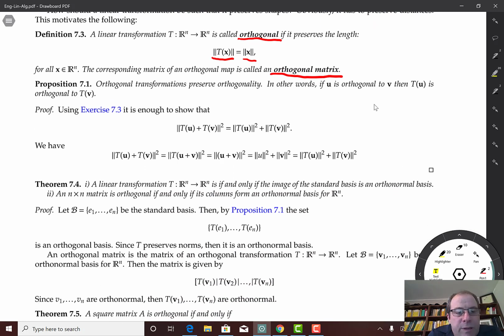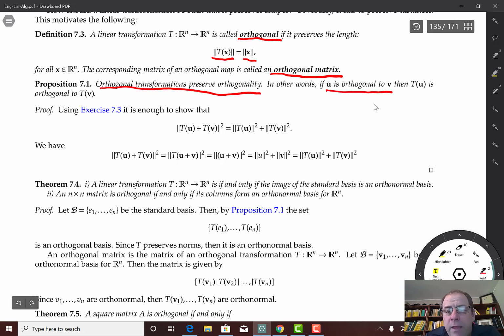Okay, so the first proposition that we proved in class was that orthogonal transformations preserve orthogonality. What does that mean? If u is orthogonal to v, then the images of these two vectors, Tu and Tv, are also orthogonal to each other. And here is a proof using the idea of exercise 7.3. Two vectors are orthogonal if and only if they satisfy this Pythagorean relation, right? So the sum of the squares is equal to the square of the sum.